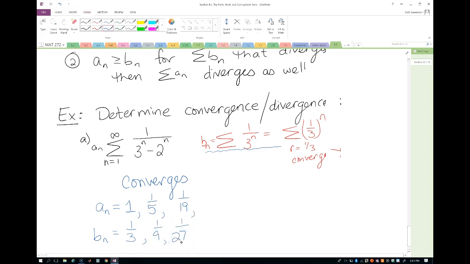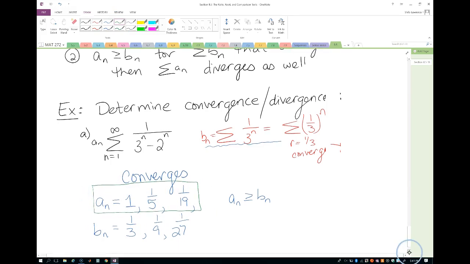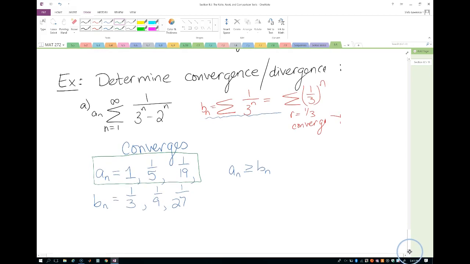So we've run into a problem here. These a sub n terms are larger than the b sub n terms. So that doesn't really tell us anything in terms of convergence or divergence. Because if we think ours converges, then we've got to find a series whose terms are larger and it also converges. So look what we have to work with here. These are the terms from our series. We need to find something that converges and whose terms are larger.